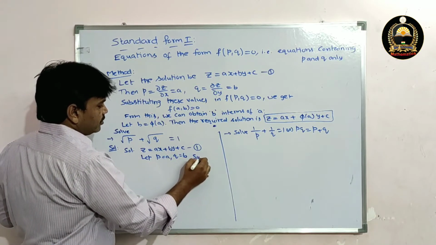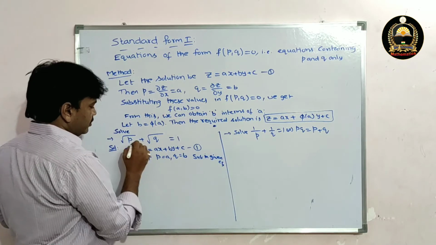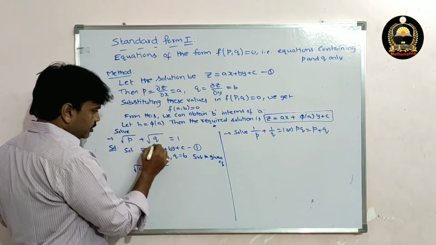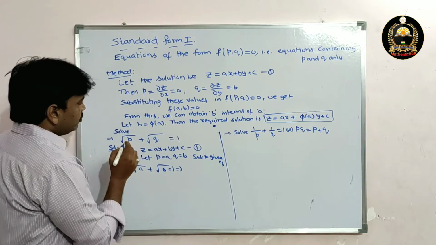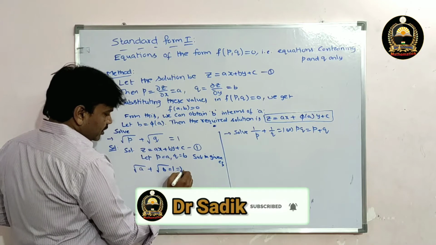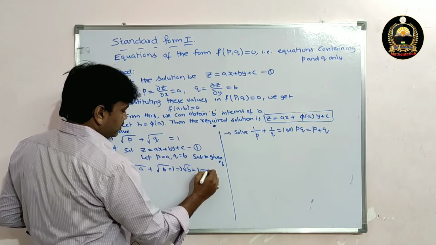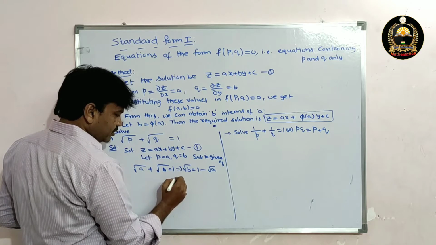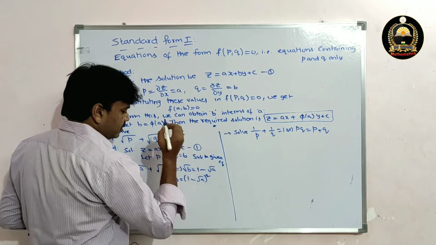Substitute in the given equation. So we get square root of a plus square root of b is equal to 1. That implies b is equal to phi of a. So square root of b is equal to 1 minus square root of a. Now we need only b, so squaring on both sides, we get b is equal to 1 minus square root of a, whole square.